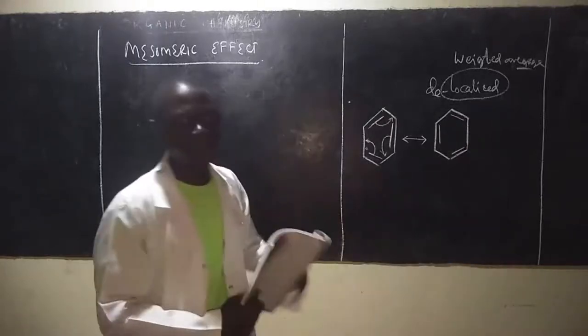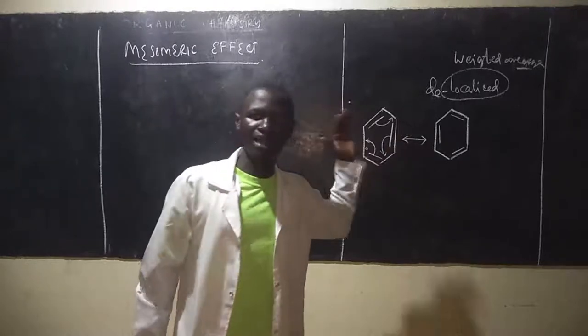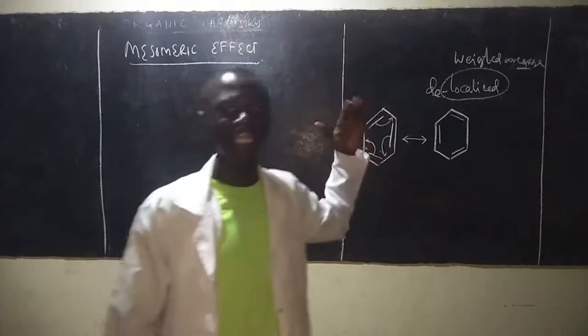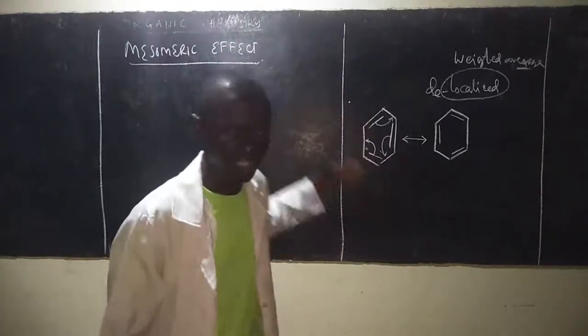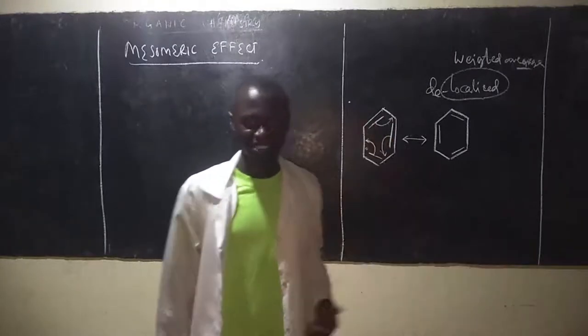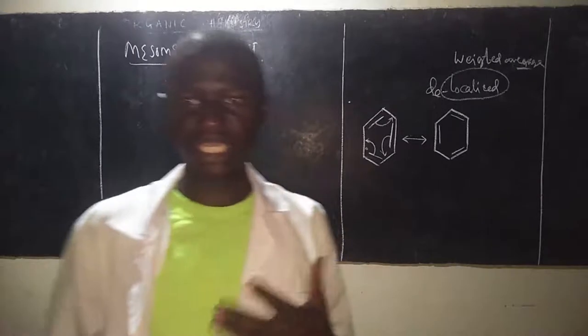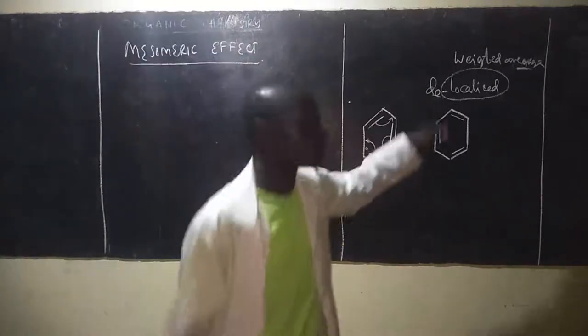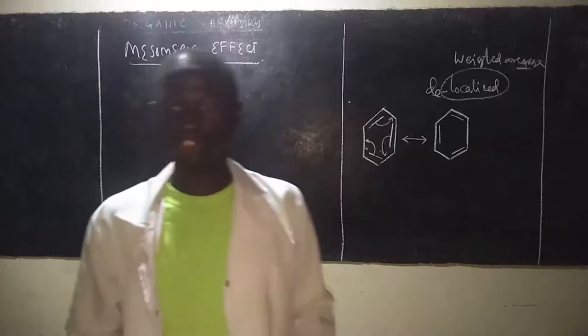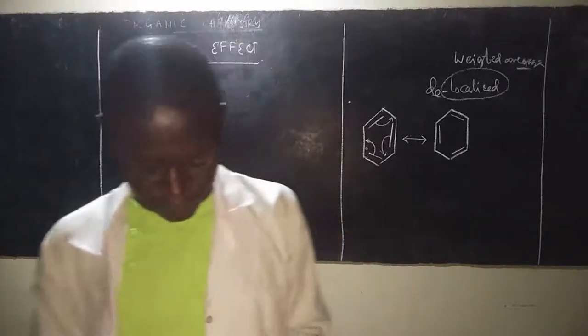So hizi mbili tunazita resonant structures. Na kilichofanyika hapa ni delocalization of electrons. That means electrons zimetoka hapa, zimedelocalize, zimeondoka kwenye their normal position, zimeenda kwenye position nyingine, na zote zimedelocalize. That's what you call delocalization.